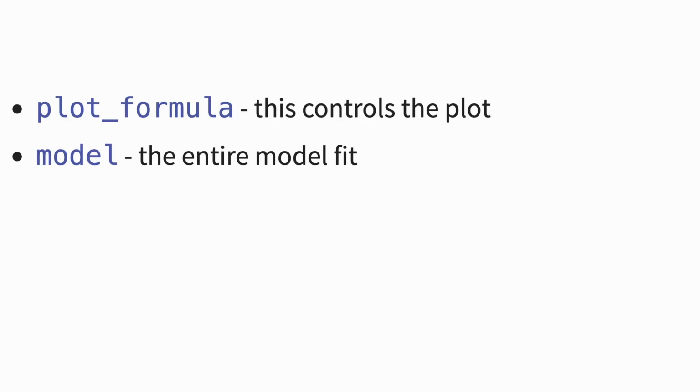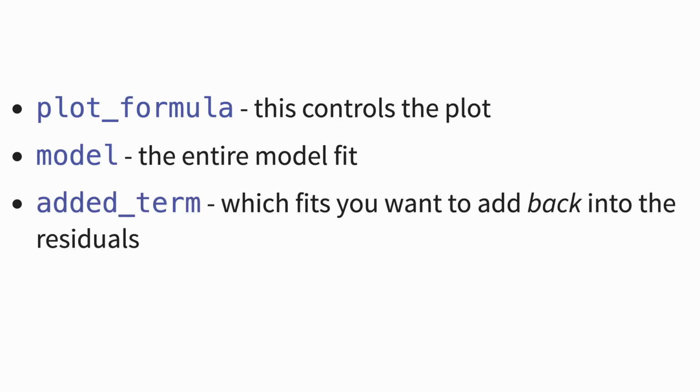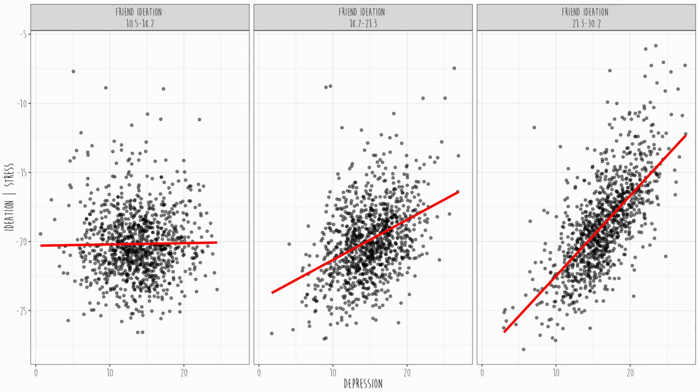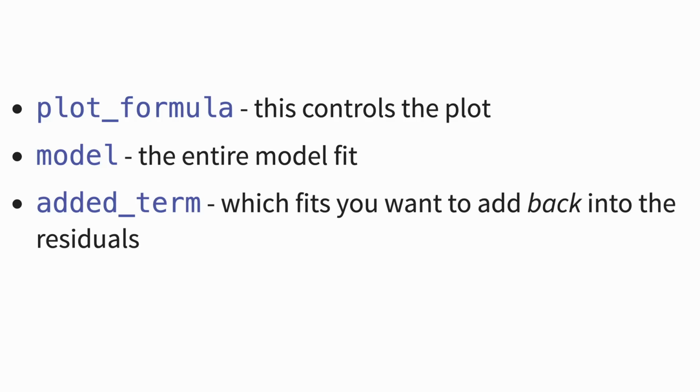Now you're probably wondering, hey man, how do I do a partial residual plot in flexplot? Because that'd be cool. It requires 4 arguments. One is plot formula, and this controls how the plot is displayed. And by the way, the syntax is identical to what it is with flexplot. Model. That is the entire model that you fit. Added underscore term. And what you put in there is the terms that you want to add back into the residuals. So in this picture, we added back into the residuals the fit from depression and the fit from friend ideation and their interaction. Again, so we could visualize what the model is saying about these variables and these terms. And then finally, the data set.